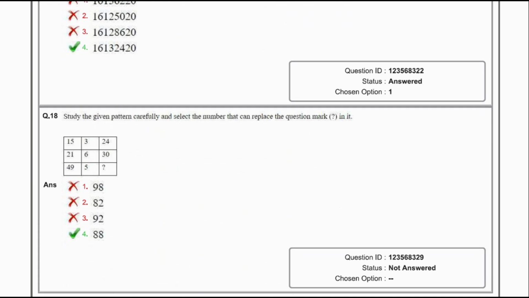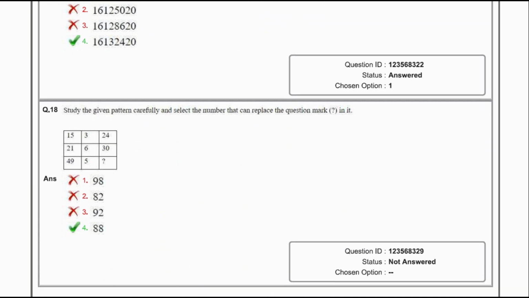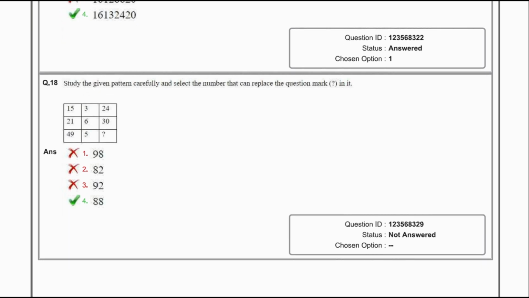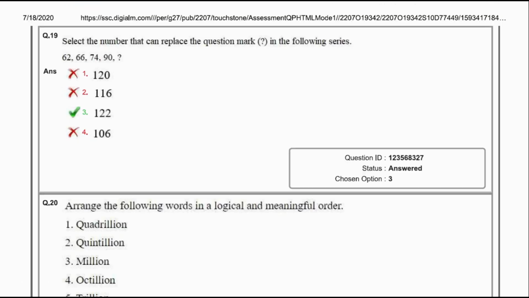Study the given pattern carefully and select the number that can replace the question mark in it. 15, 3, 24, 21, 6, 30, 49, 5 and 88 is the correct option in this question. Move to question 19.